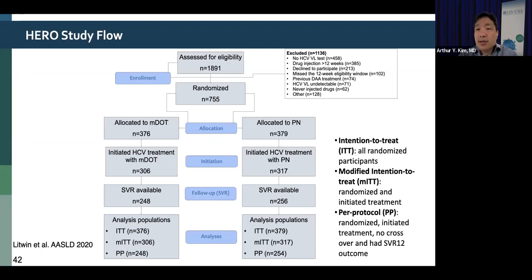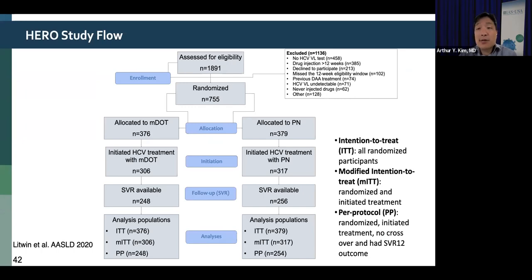So this looked at a large number of individuals across these eight different places and various subsites. There were many people who were approached or assessed for eligibility, and some were missing their hep C viral load test, or they did not actually report drug injection within the 12-week period, or some were identified within the 12-week period but did not come back for an enrollment visit in time.